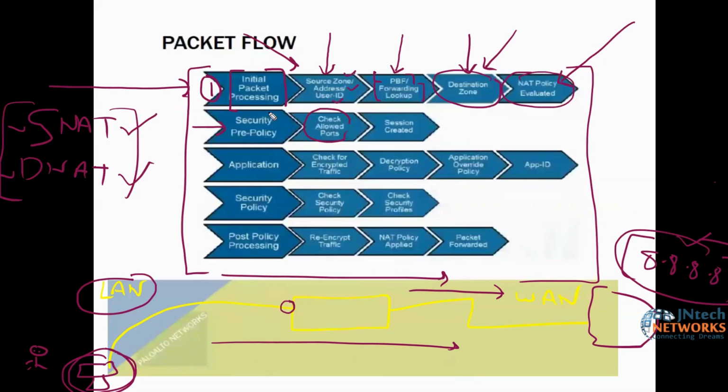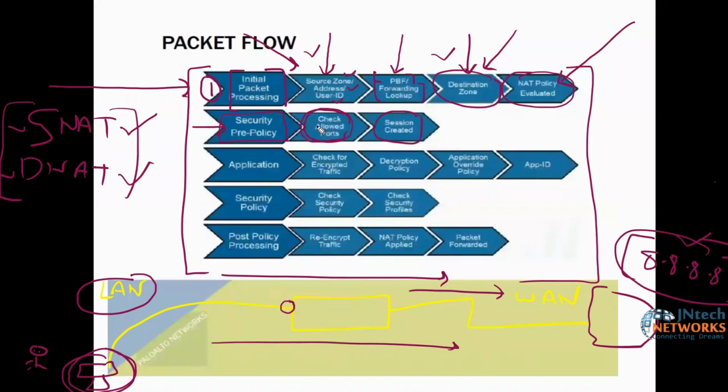After that, it will go and check security pre-policy. What is security pre-policy? In security pre-policy, Palo Alto Firewall will check allow port information as per the source destination zone. Firewall will verify if there is any port or services allowed. If the port is allowed, the service is allowed, so it will create a session.